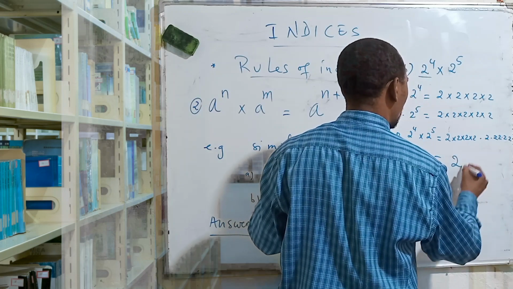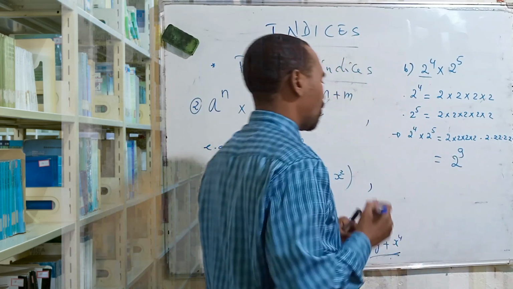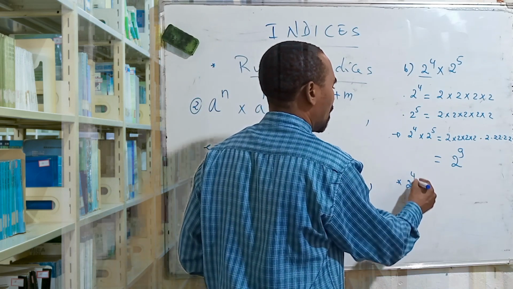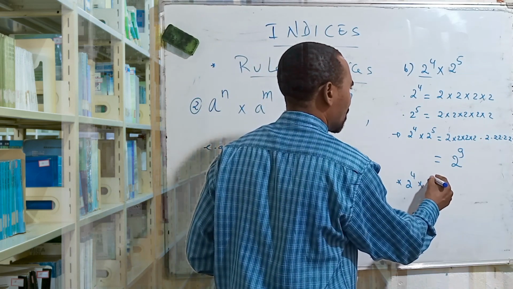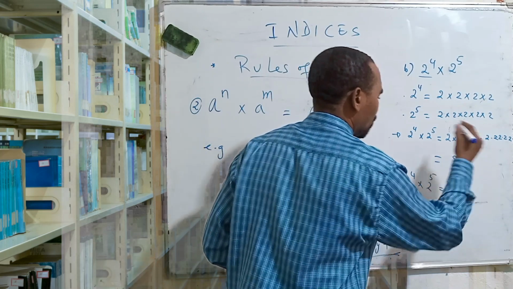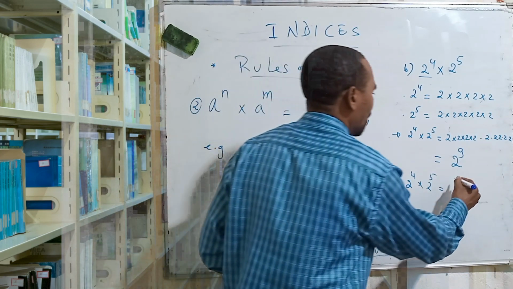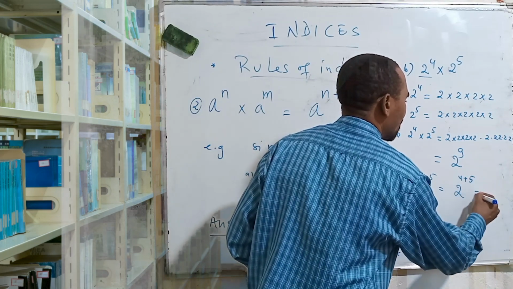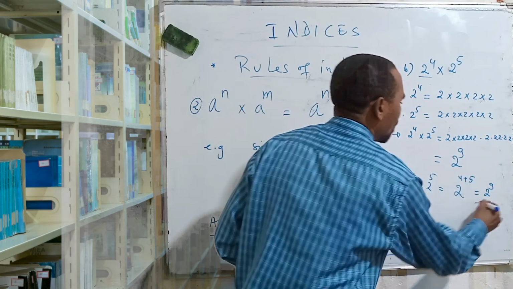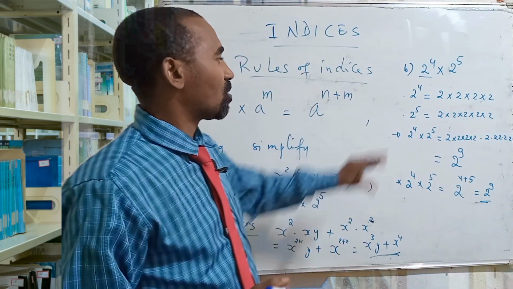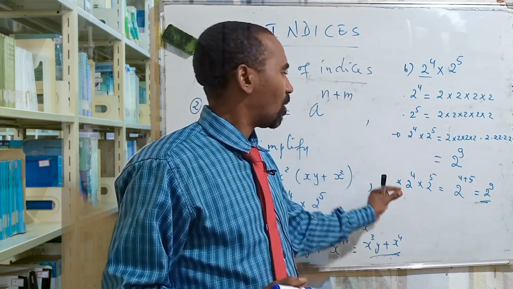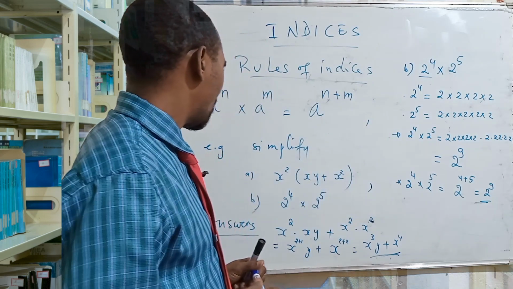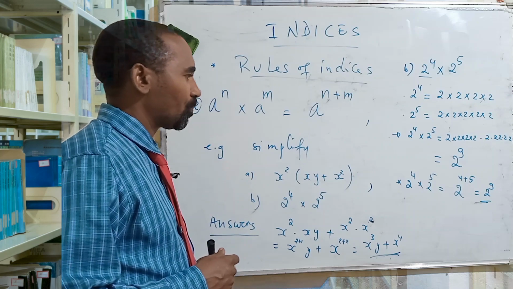It becomes 2 power 9, which is meeting the other property. We say that to multiply indices of the same base, you copy the base and you add the powers, 4 plus 5. This is 2 power 9. You see, using the rules, calculations become very simple compared to developing everything. This is property number 2.